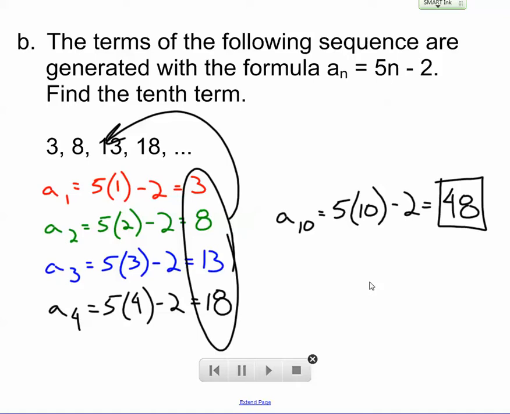And that's really all they were asking, okay? So I didn't need to do all this work. I'm just kind of proving it to you. They didn't need to give me this sequence here. They gave me the formula for the sequence. That was good enough.